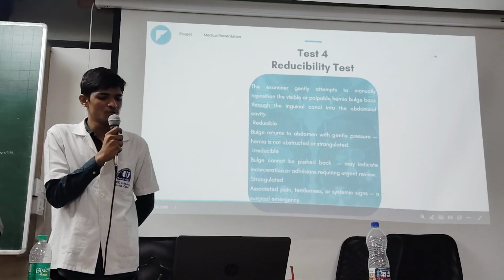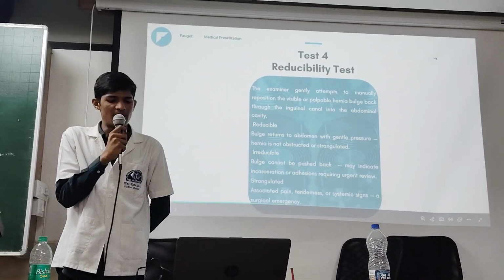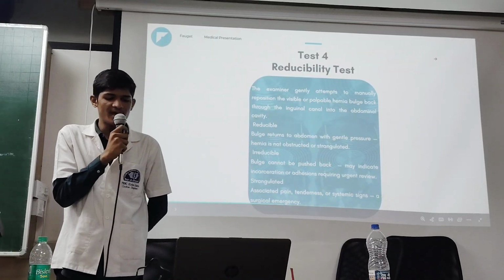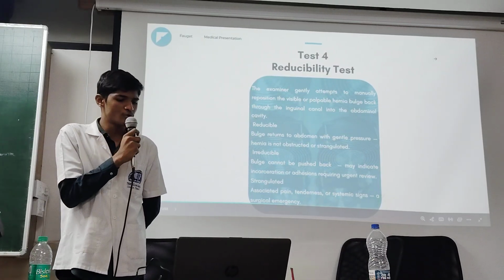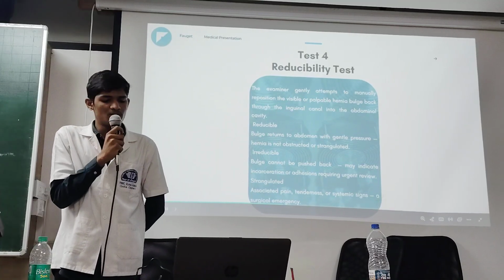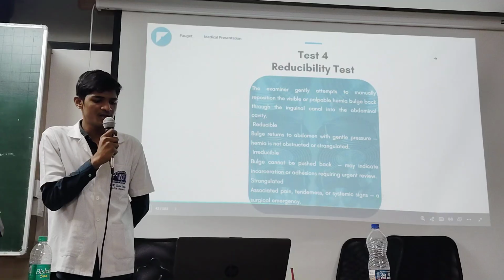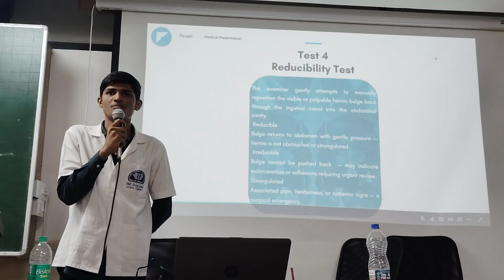Fourth test is the reducibility test. In this test, we manually attempt to reposition the palpable hernial bulge back through the inguinal canal into the abdominal cavity. If it is a reducible hernia, then the bulge will go back into the abdomen. And if it is an irreducible hernia, then the bulge will not be pushed back.